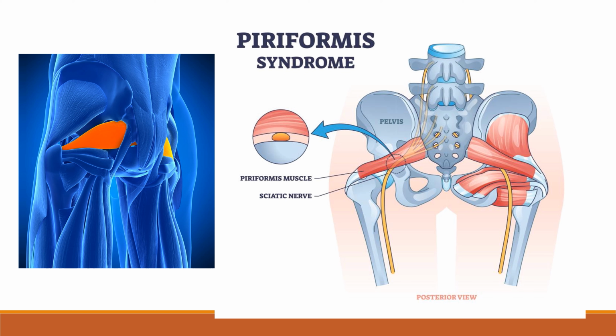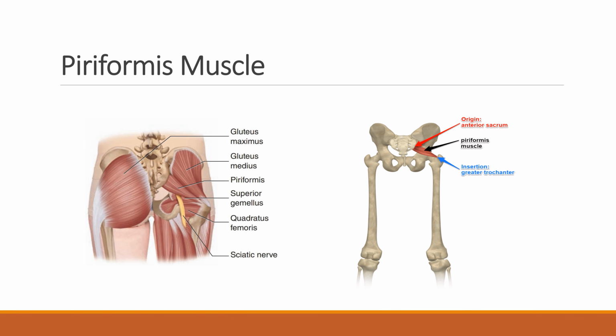So today we are going to discuss Piriformis syndrome. We will discuss the piriformis muscle. So here you can see the piriformis muscle. It is a flat, oblique and pyramidal shaped muscle which lies just below the gluteus medius muscle. The piriformis muscle originates from the anterior sacrum and it is inserted into the greater trochanter of the femur.